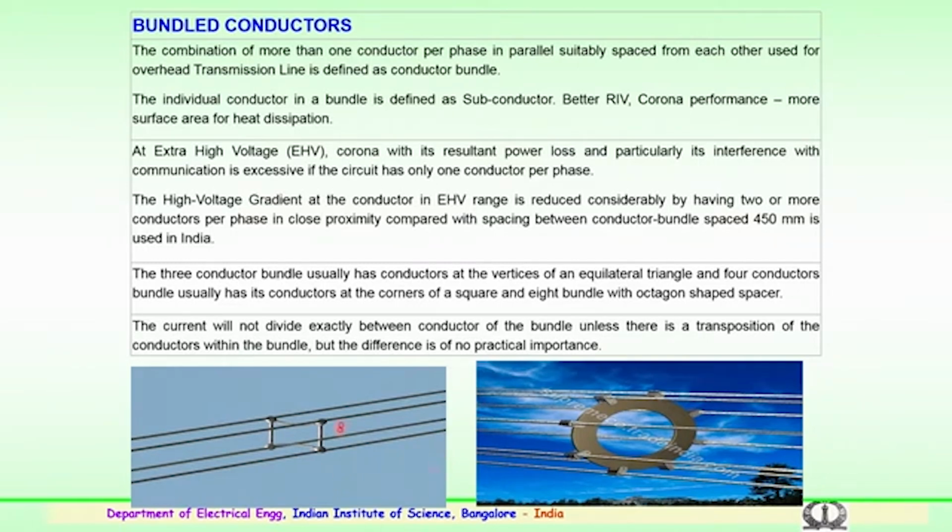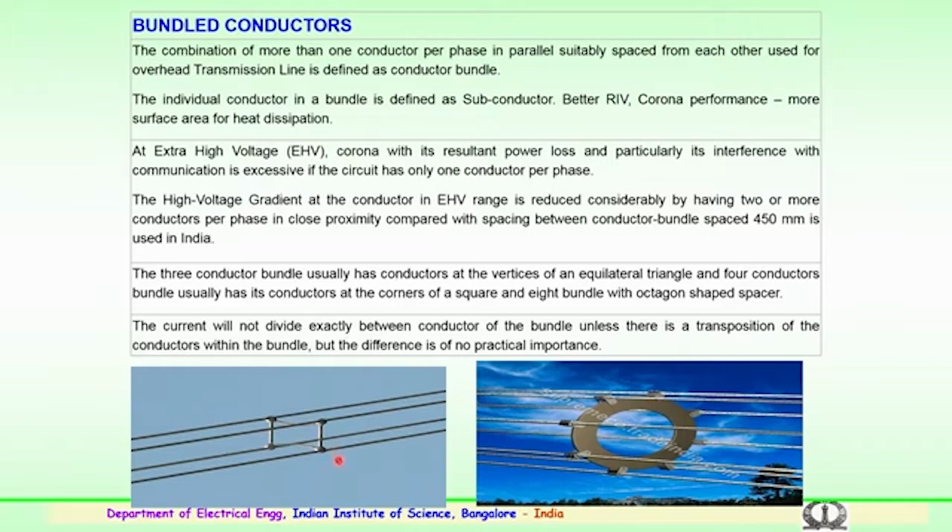So, when you see here, this has 4 conductors with a suitable spacer. This suitable spacer is a quadruple spacer having 4 conductors in a bundle. Similarly, you see here 8 conductors in a bundle, 8 conductors of the same phase, that is very important. The spacing between each conductor is 450 millimeters, 45 centimeters, which is typically employed in our country. So, the combination of more than one conductor per phase.